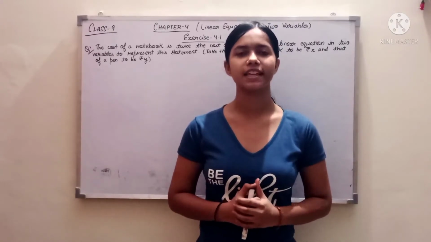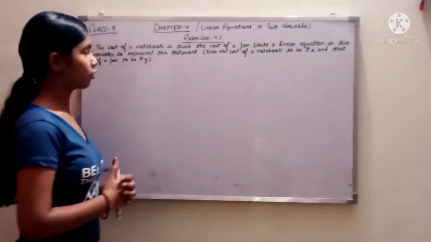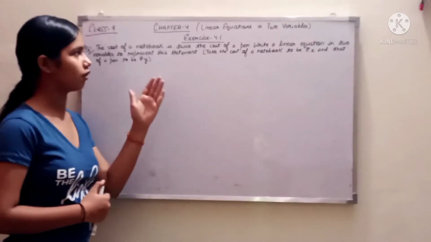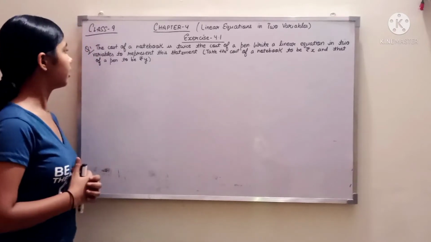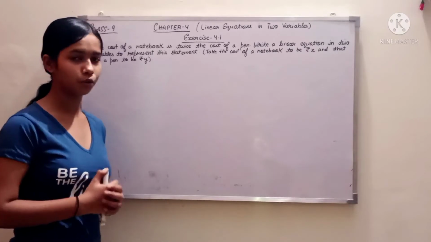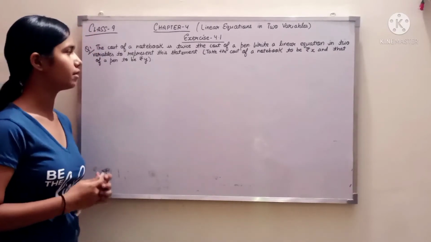Let's begin with exercise 4.1, question number 1. The question number 1 is, the cost of a notebook is twice the cost of a pen. Write a linear equation in two variables to represent this statement. Take the cost of a notebook to be rupees X and the cost of a pen to be rupees Y.